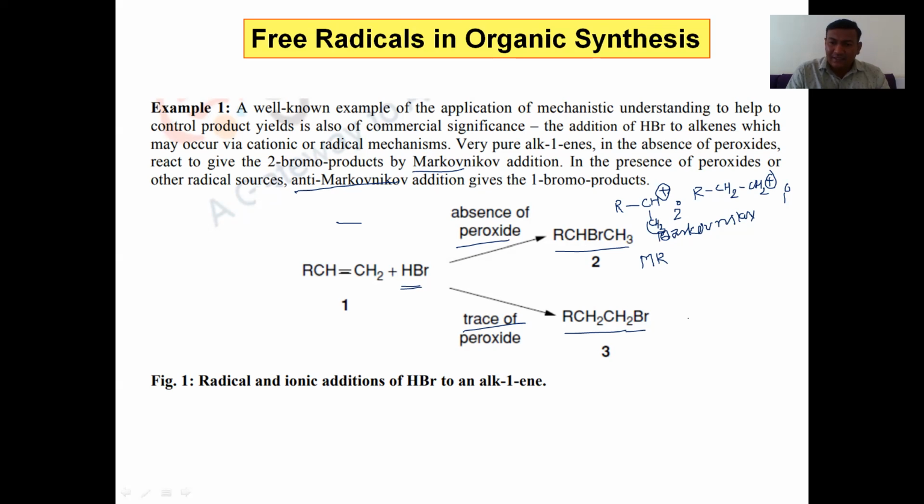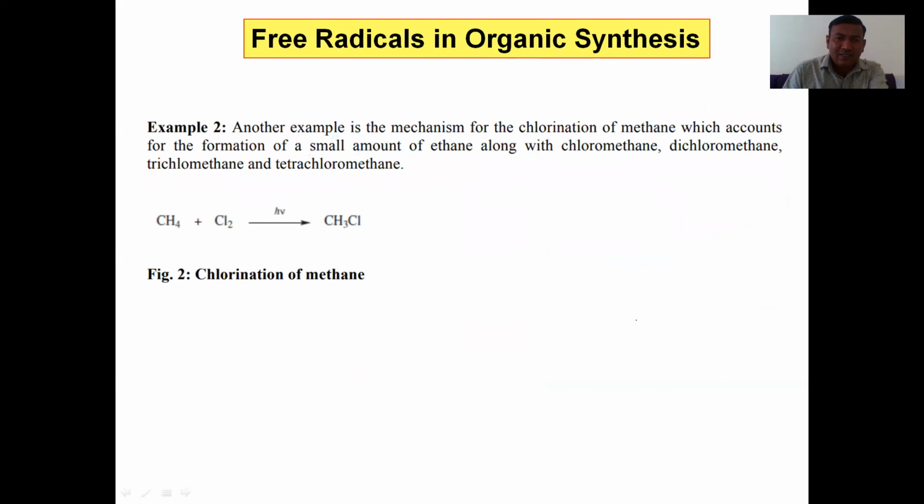And in this second case, what will happen? There will be no carbocation formation. So in the second case, there will be a formation of a free radical, and due to this free radical formation, you will find this 1-bromo type of product. So you can take one example and write down the mechanism.